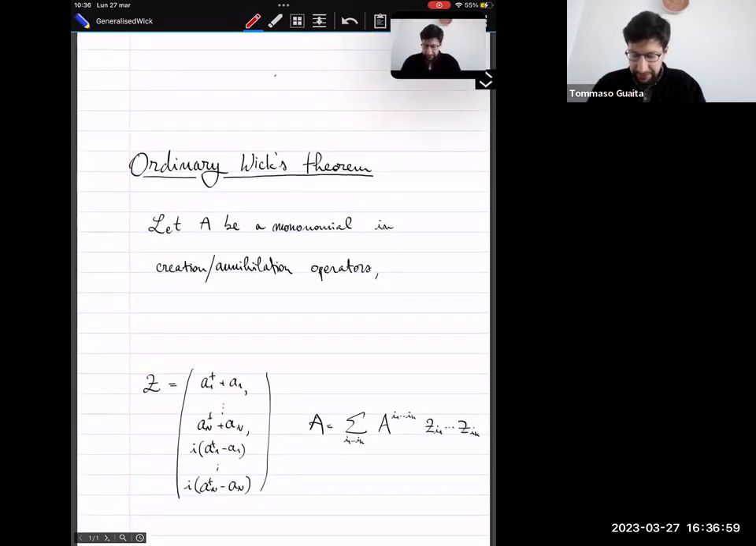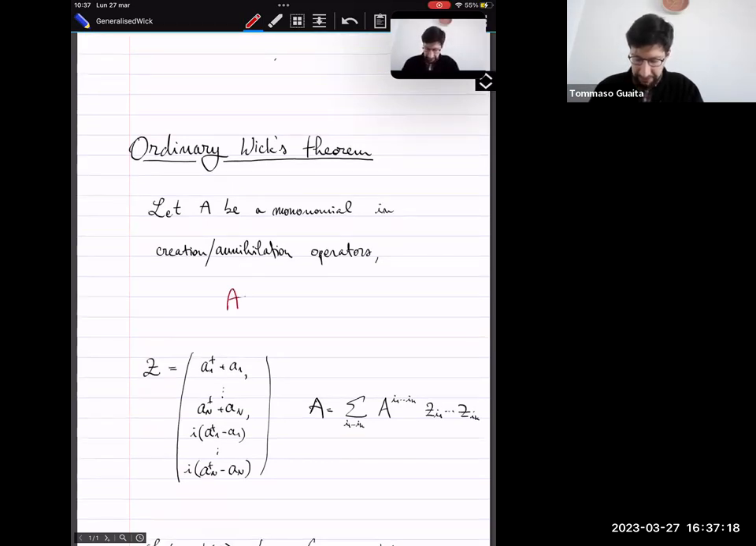In this case, I will consider an operator A, which is a monomial of, let's say, fermionic or bosonic creation and annihilation operators. Basically, all of this works both for fermions and bosons, so it doesn't really matter. So A will be something like a certain number of coefficients, and then you have a certain number of creation and annihilation operators, so operators of this form.